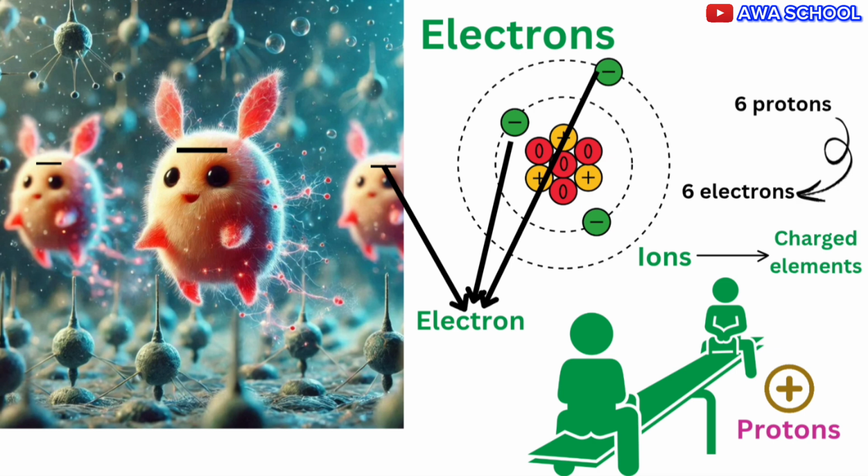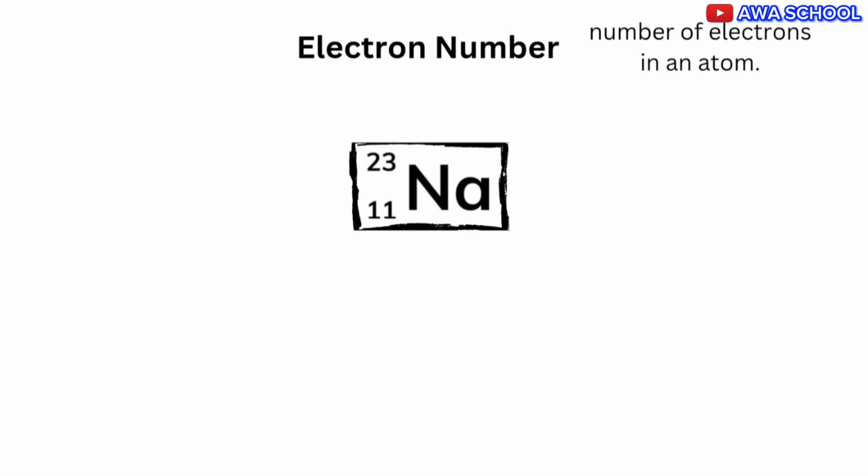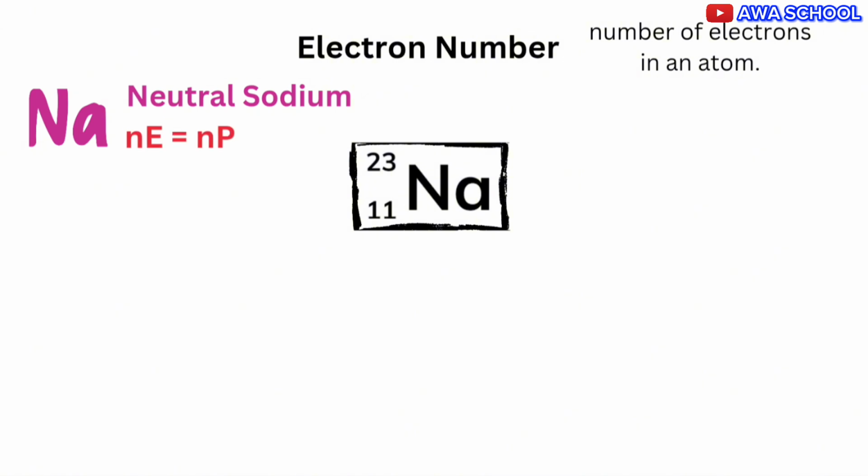Exactly. Next is electron number. It is the number of electrons in an atom. Exactly. Now, let's take sodium as an example. In a neutral sodium, number of electrons equals number of protons. So it means that if we have 11 protons, because the number of electrons is equal to number of protons, we also have 11 electrons here. Exactly. So number of electrons equal to number of protons in neutral atoms.